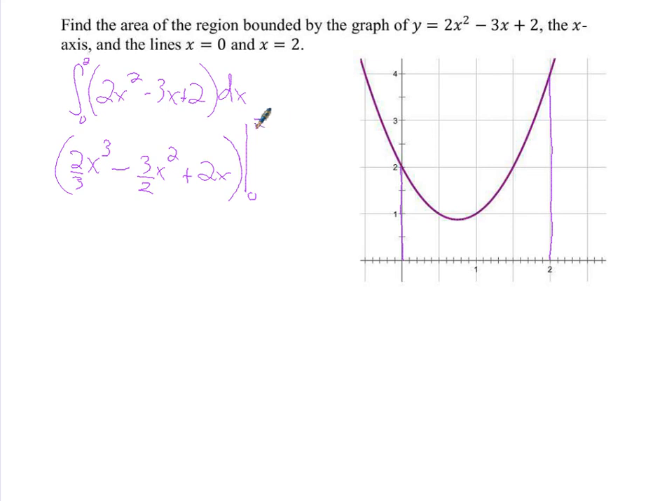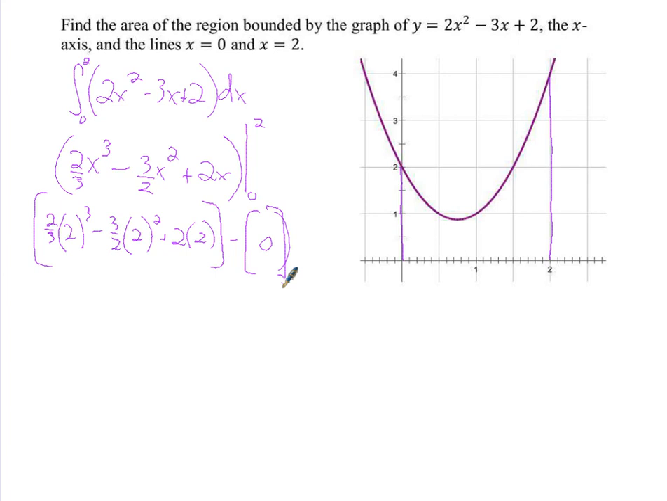Okay, so now upper bound first. We have 2/3 times 2 to the third minus 3/2 times 2 squared plus 2 times 2. That's my upper bound minus the lower bound, which is 0 for this guy, 0 for this guy, 0 for this guy. So that makes it really easy. You're going to appreciate lower bounds of 0. So this obviously disappears, and I'm just left evaluating this. 2 to the third is 8, times 2/3 would be 16/3. 4 times negative 3/2 would be negative 12/2 plus 4.